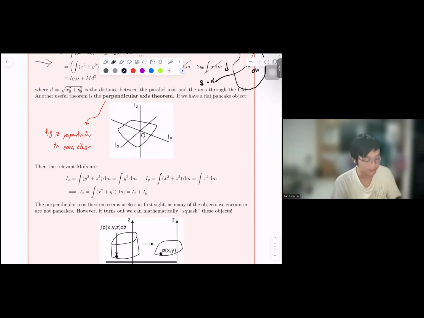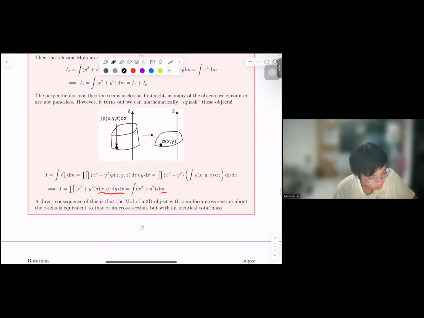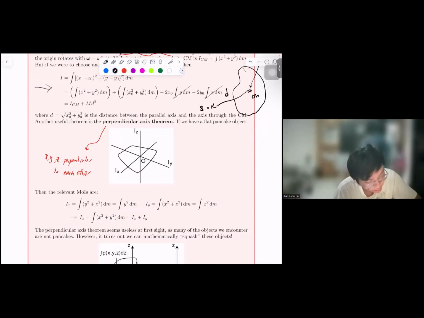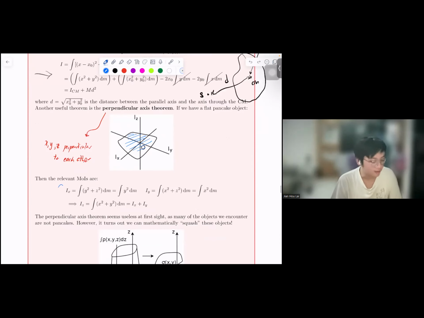There's another one called the perpendicular axis theorem. Let's say we have a flat rigid body lying on the xy plane, parallel to the x-axis and y-axis. Let's consider the moment of inertia about the x-axis. Because it's a flat body, you can ignore the thickness, and you want to find the moment of inertia about the y-axis.